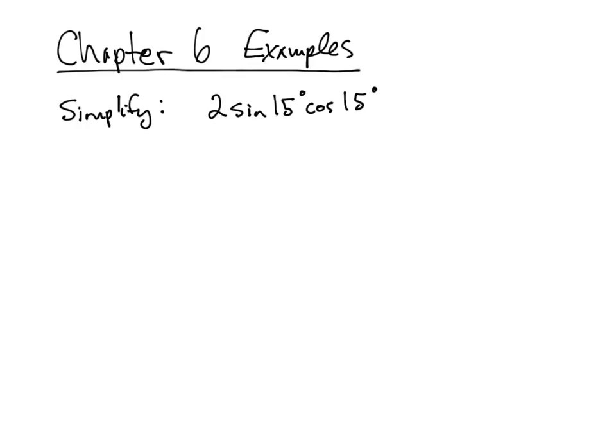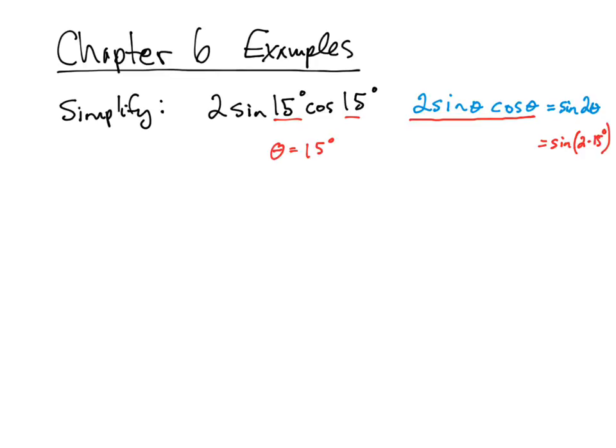If we notice that this is of the form 2 sine theta cosine theta, well, 2 sine theta cosine theta is the double angle formula for sine. So this is sine 2 theta. So what we have here is 15 degrees is what theta is going to represent. So theta is 15 degrees. So the left side, we would say 2 sine of 15 degrees cosine 15 degrees, and this is going to equal sine of 2 times 15 degrees.